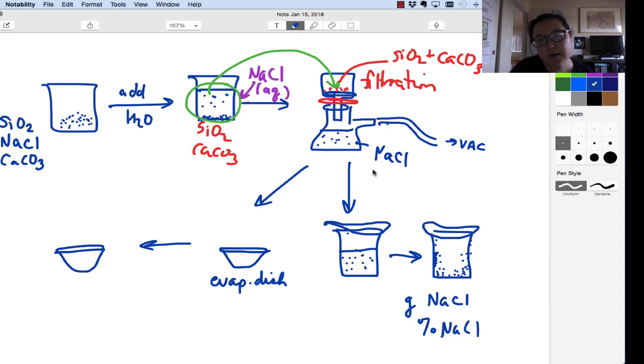Now, we also want to know what's the percent of SiO2 and what's the percent of CaCO3. So actually, we know all three of these add up to 100%. So we only need to separate out two, and then we can use subtraction and find the third. So here's what we're going to do. We're going to use a chemical process.